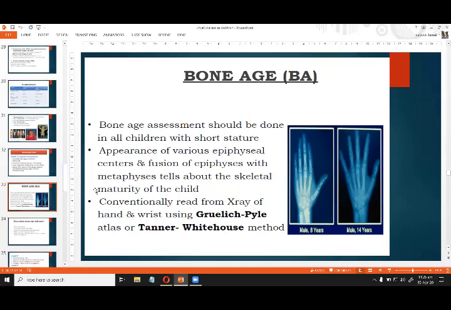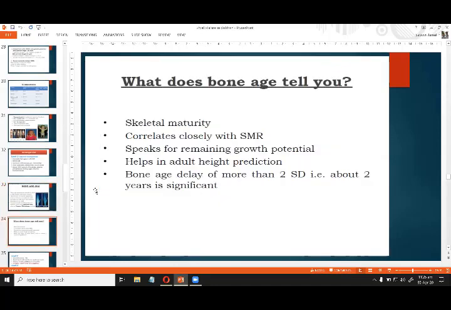Bone age, by the appearance of physeal centers and fusion of epiphyses, tells us about the skeletal maturity of the child. It is conventionally read from X-rays of the hand and wrist using the Greulich and Pyle atlas or Tanner-Whitehouse. This is basically a radiological screening. Why do we go for bone age? It tells us about maturity, correlates closely with pubertal maturation rate, predicts remaining growth, and helps in prediction of adult height.